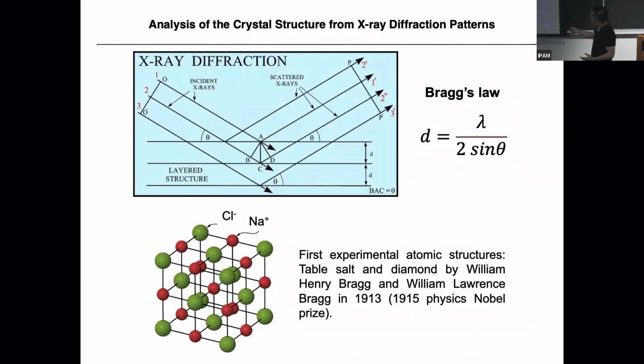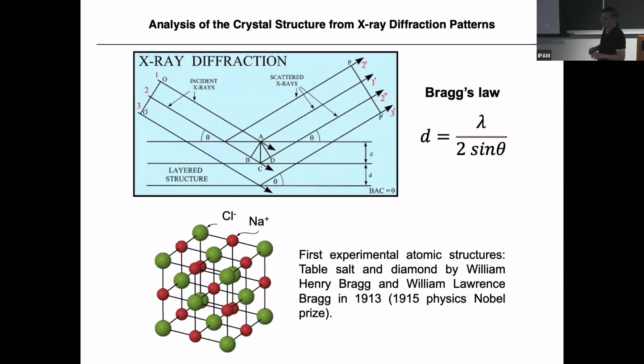And from this equation, they could interpret the X-ray diffraction patterns and determine solid atomic structures. The first one was table salt, which everybody uses and which is in all the high school textbooks, and also diamond. They got the Nobel Prize two years later. William Lawrence Bragg was 25, still the youngest ever to get a Nobel Prize in physics, in science.